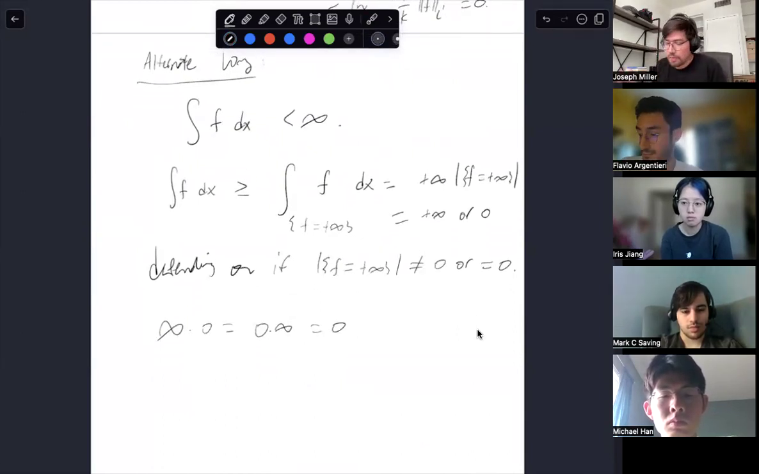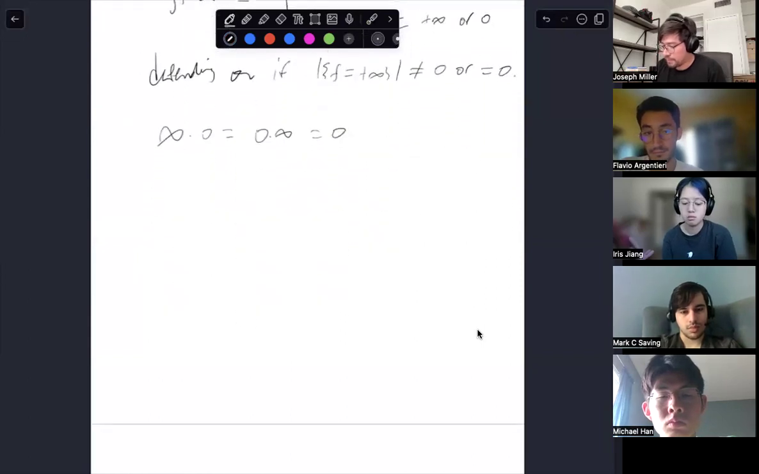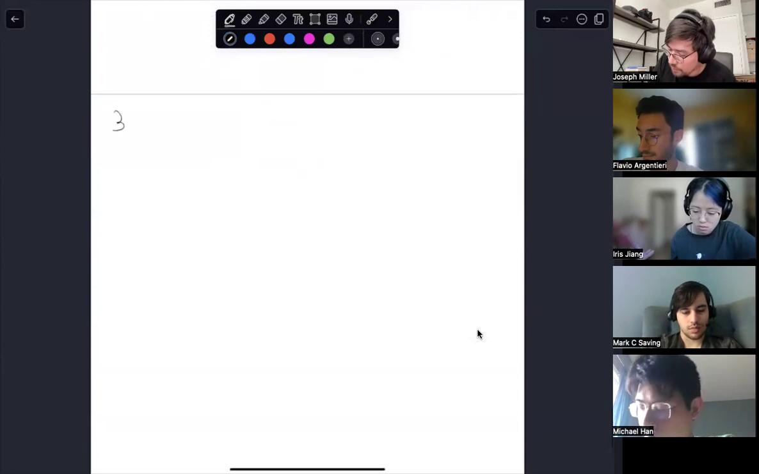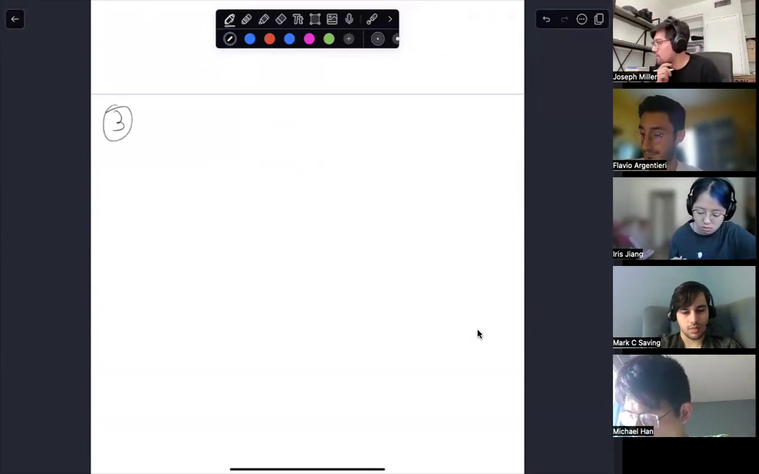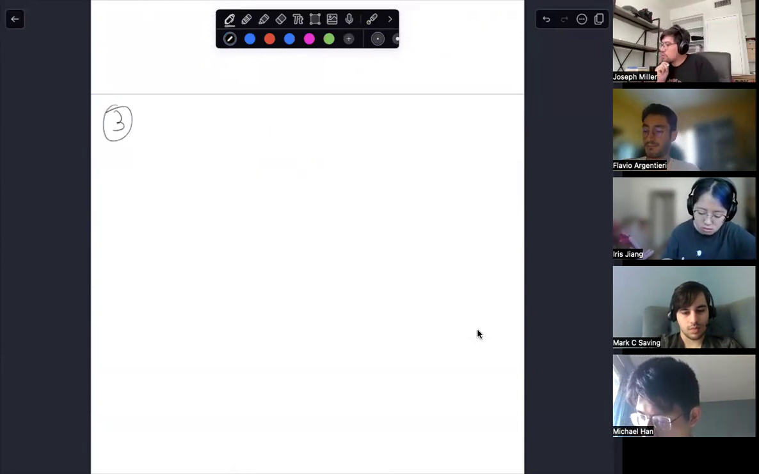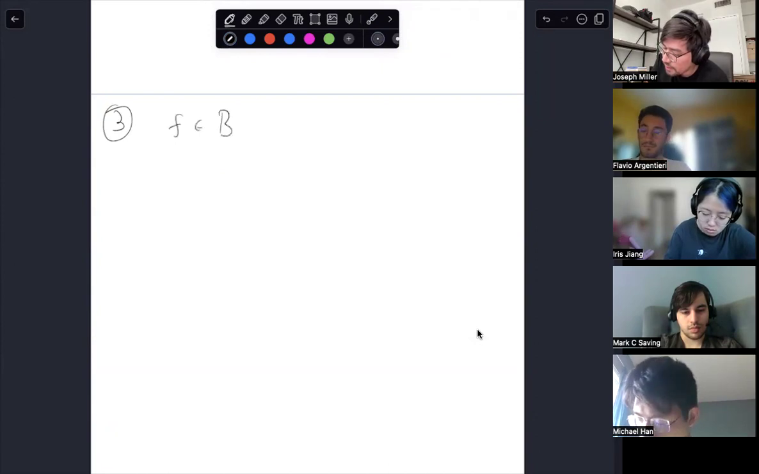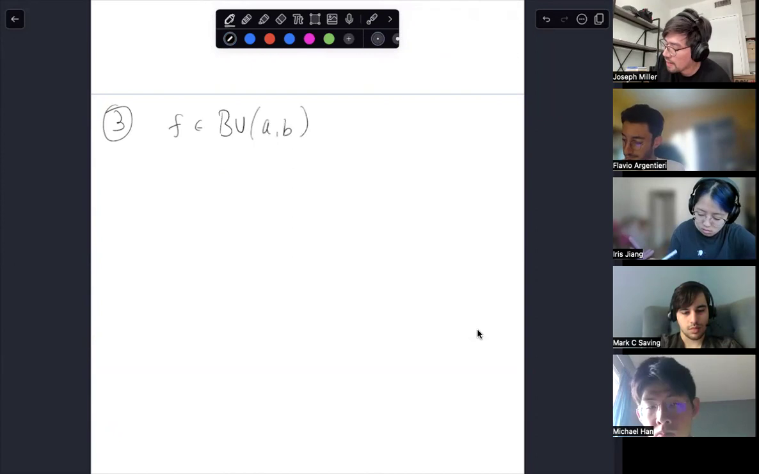Okay, so that one was a really fast problem, right? Let's go on to the third one, in spring 2022. So this one's a bit odd. What it says is let f be, I'm going to use shorthand here, BV, which stands for bounded variation, on this interval AB.